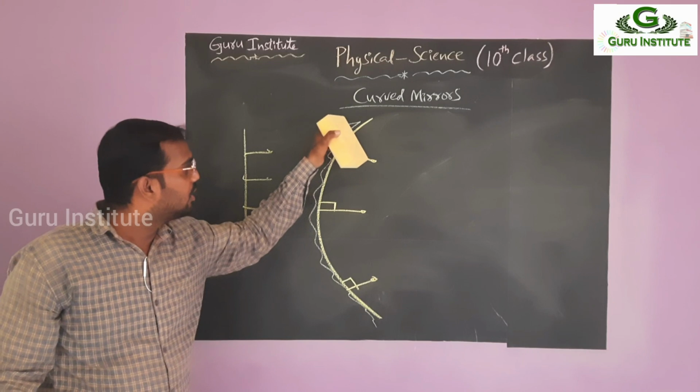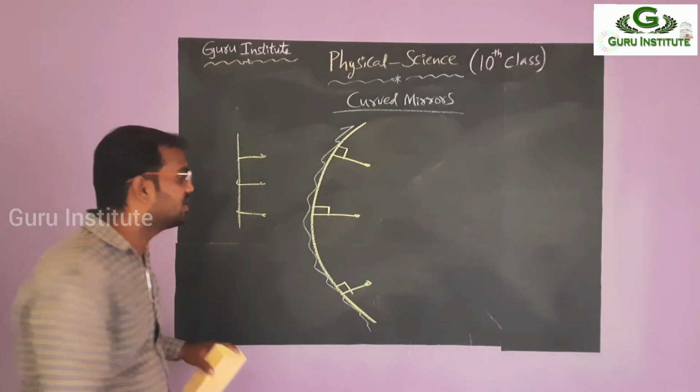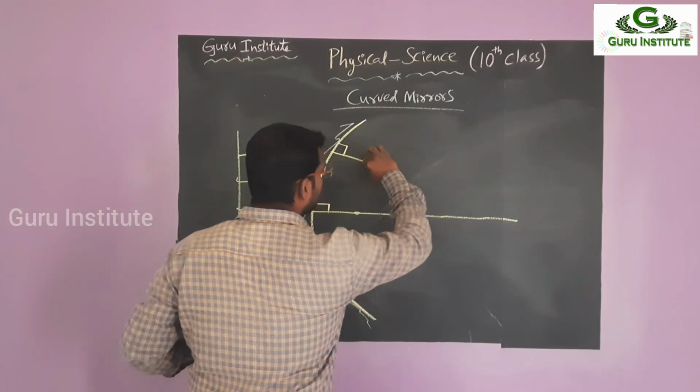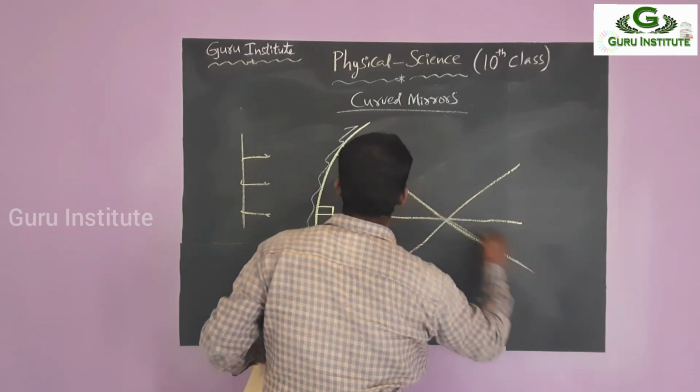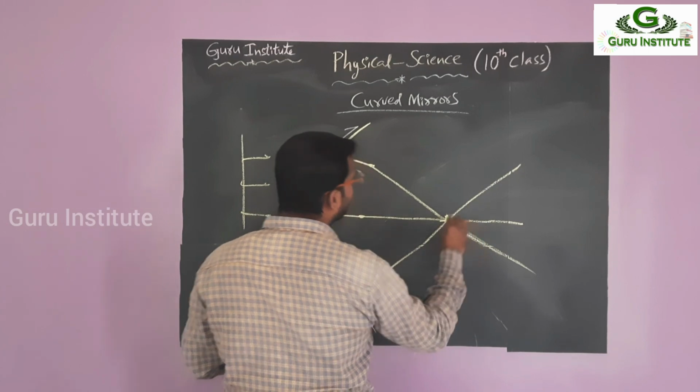The angle between the plane and the normal is not changed. So if I extend it like this, what do you get? This is moving like this. This is moving like this. This is moving like this. So all are meeting at one point. This point of intersection is called the center of curvature.